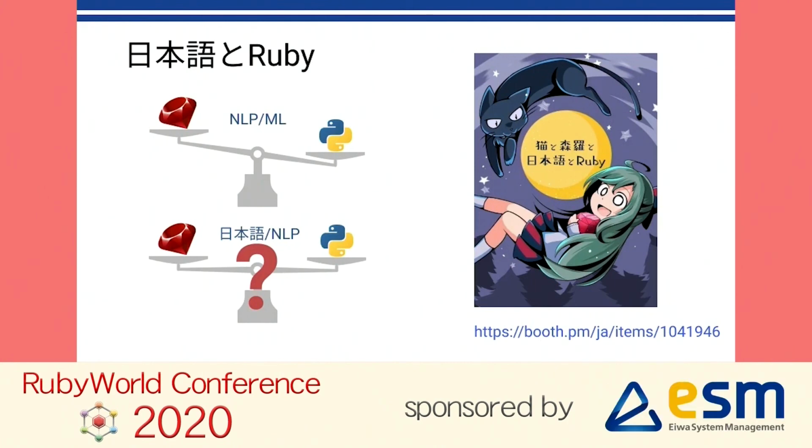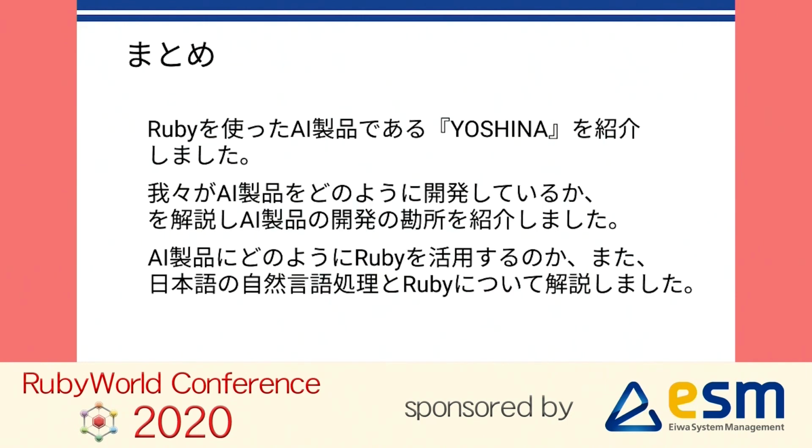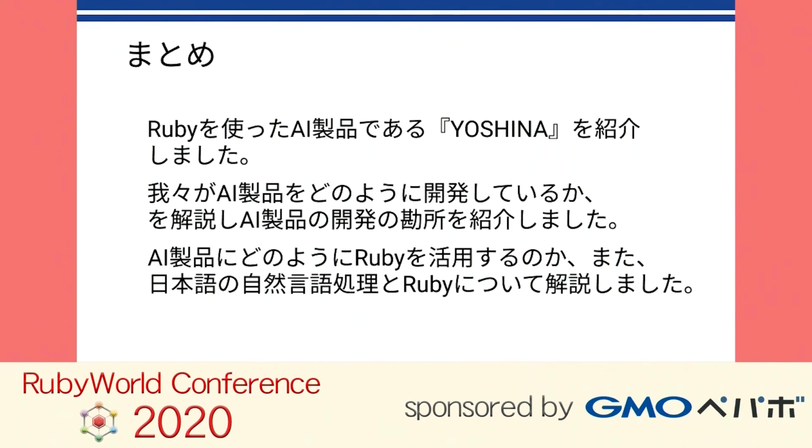as well. So as for NLP and ML in general, Python may be more popular. But when it comes to the Japanese language, Ruby may have a unique advantage. So that's something I'd like to explore a little bit more in the future.